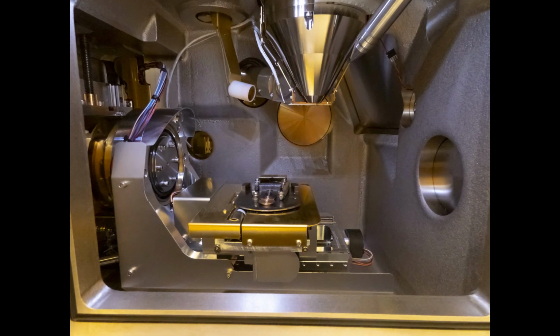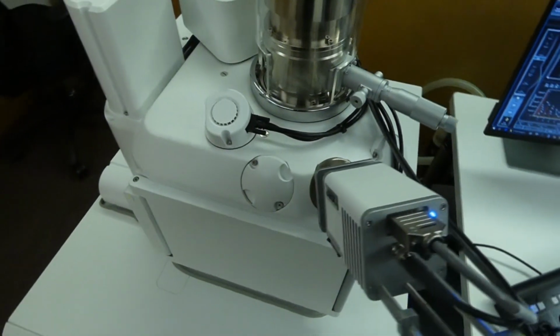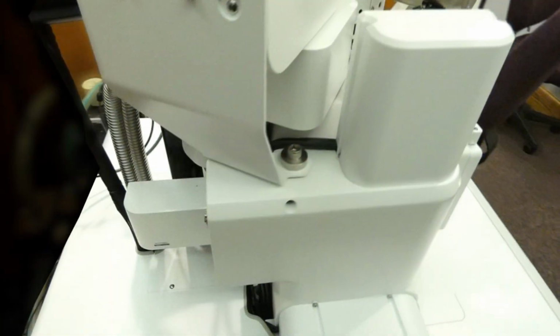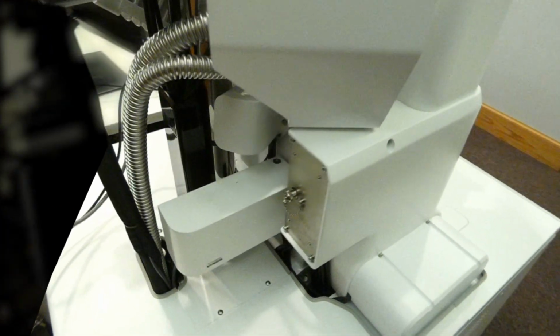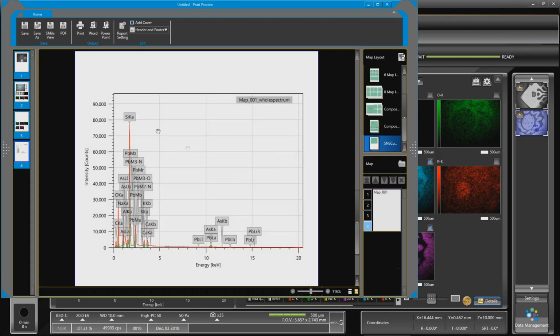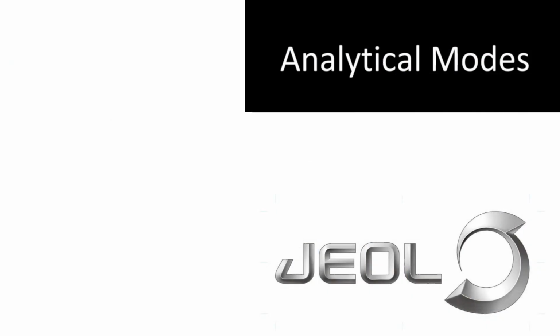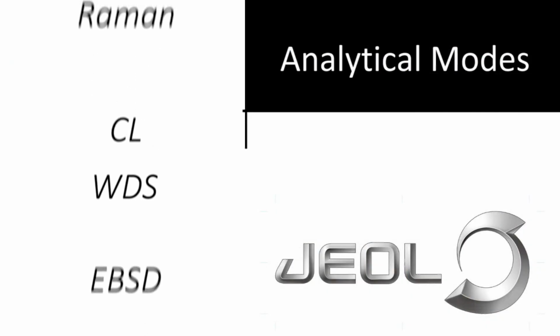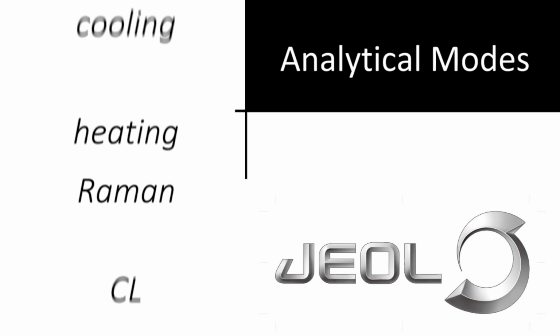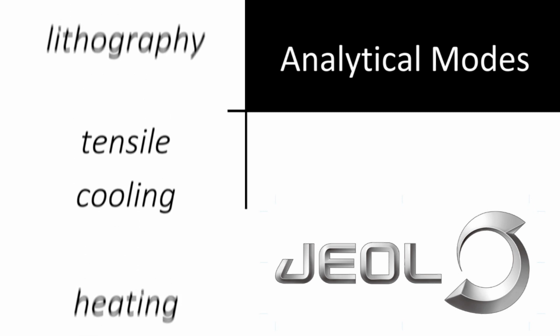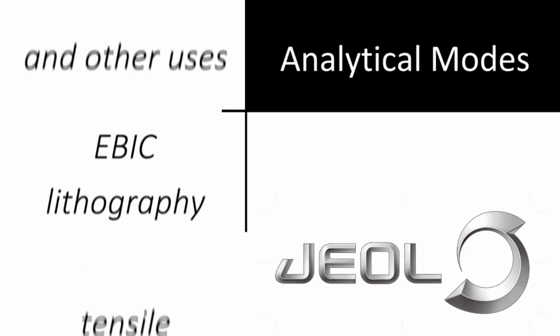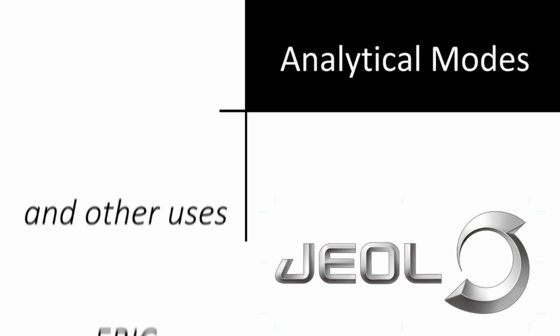The large chamber and in-chamber stage, along with smart analytical port geometry and low vacuum mode, make the IT500HR a flexible tool for imaging and analysis. The instrument is a nanolab for EDS, EBSD, WDS, CL, Raman, heating, cooling, tensile, lithography, EBIC, and other uses.